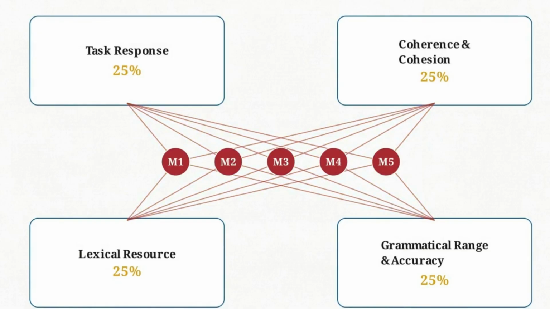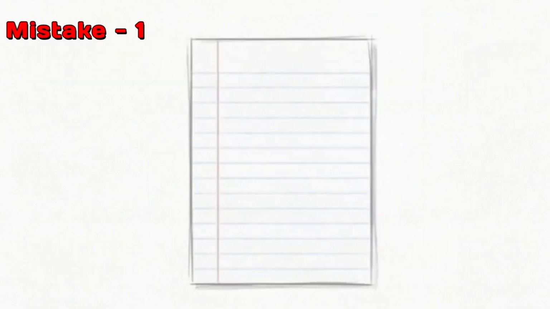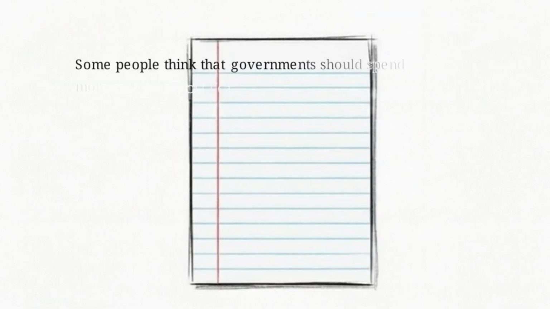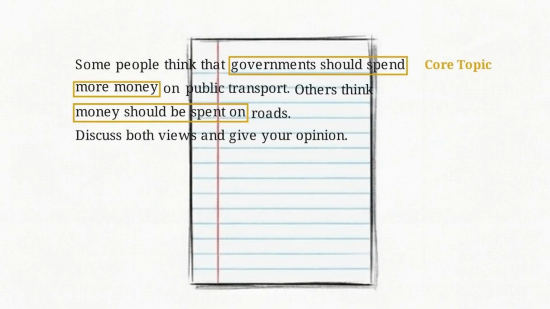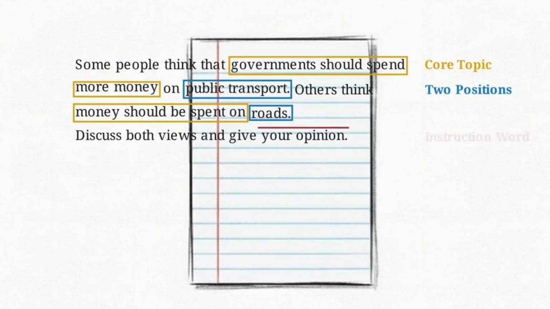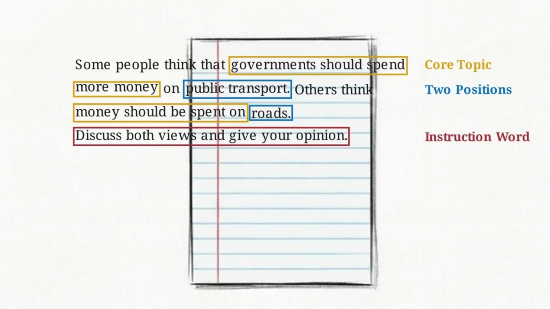This diagram displays a standard IELTS prompt. Mistake number 1 is writing a general essay about the topic instead of answering the specific instructions. Before writing a single word, you must identify 3 things: the core topic, the 2 specific positions being debated, and the exact instruction word, like discuss or evaluate. The immediate fix is writing 1 opening sentence that tackles all 3.